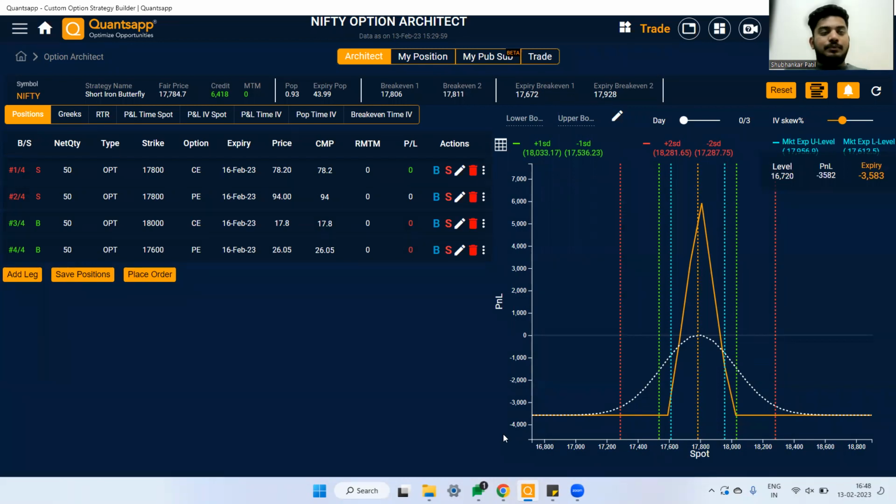And the best time to create such a strategy is expiry. Expiry day is when this strategy might work well, the reason being the theta decay being very, very fast.